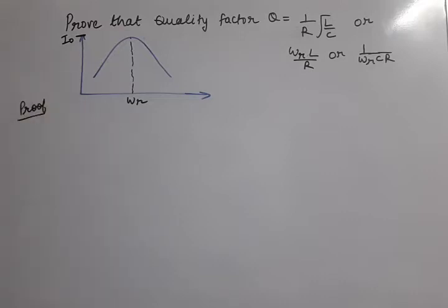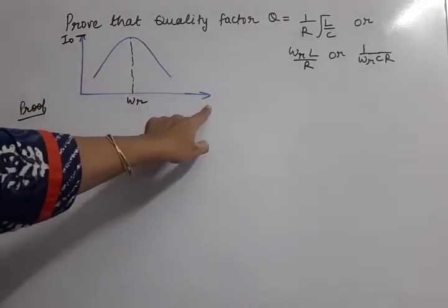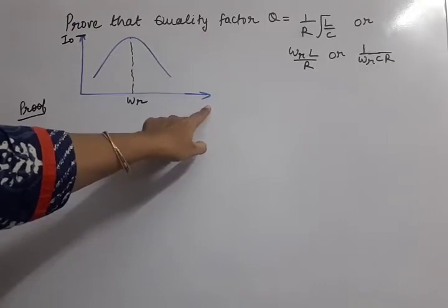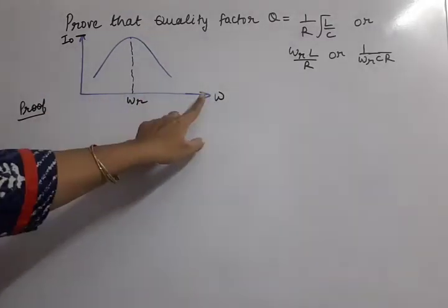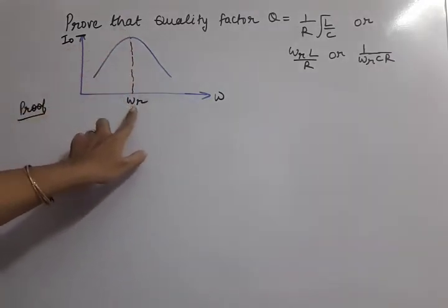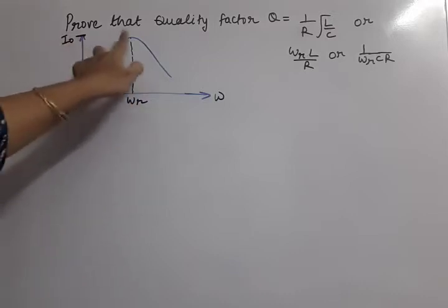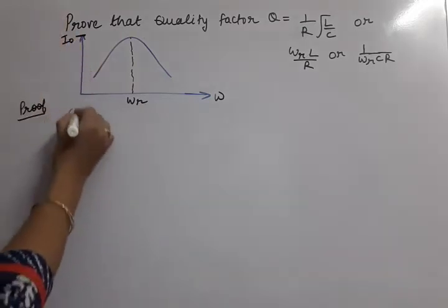First of all, whenever we draw the graph between current and frequency, here the frequency can be simple frequency or angular frequency also. So just now I am taking the angular frequency omega. We know that whenever the graph between current and frequency is drawn, the current is maximum at one particular frequency, that is resonating frequency. So suppose omega r we have drawn here, that denotes the resonating frequency. Here the current is maximum. Maximum means I0.